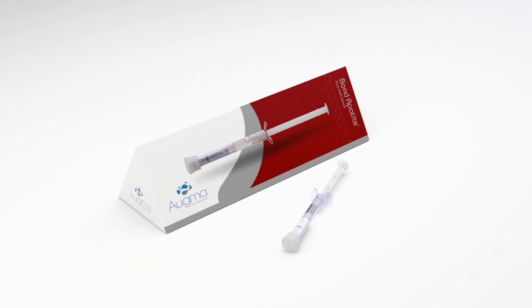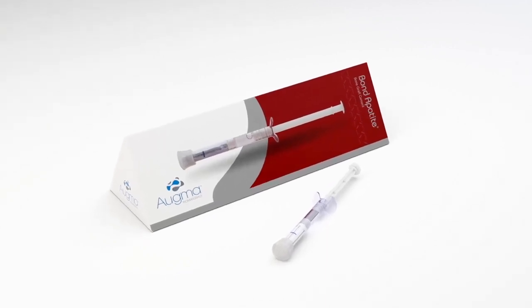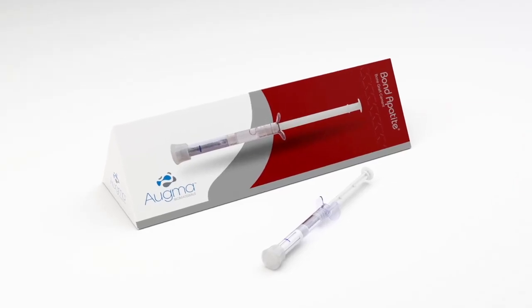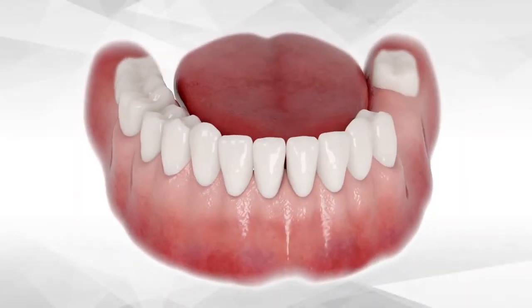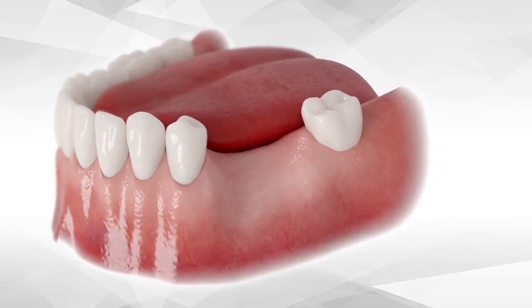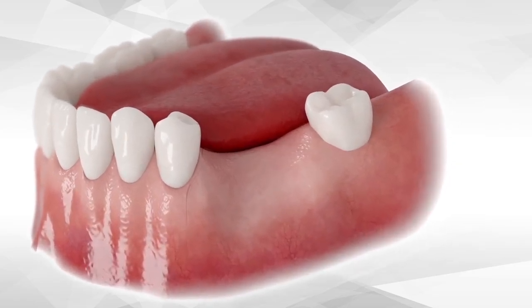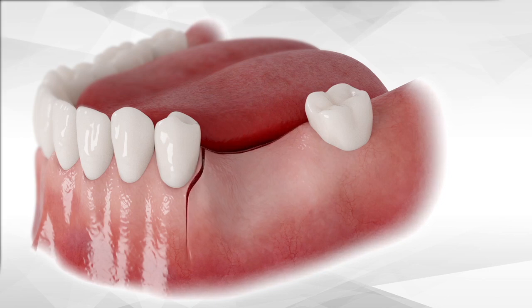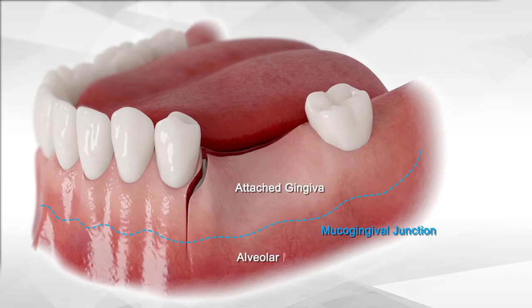This video will demonstrate the protocol for lateral augmentation using bond apatite. Start with a mid-crestal incision and a remote single vertical incision that should not extend into the mucogingival junction by more than 3 millimeters, as can be seen here.